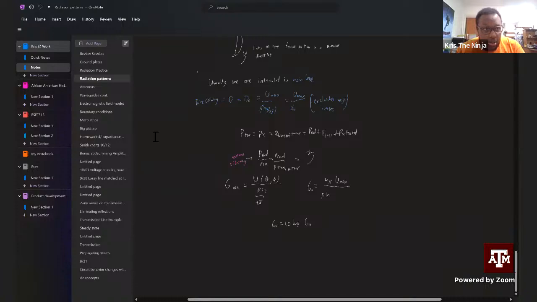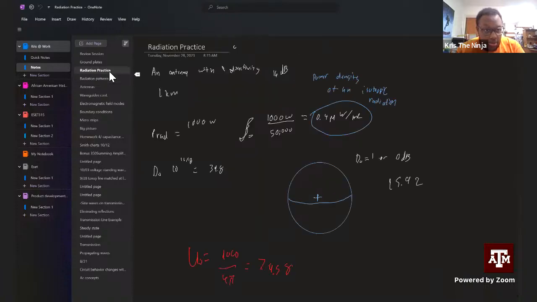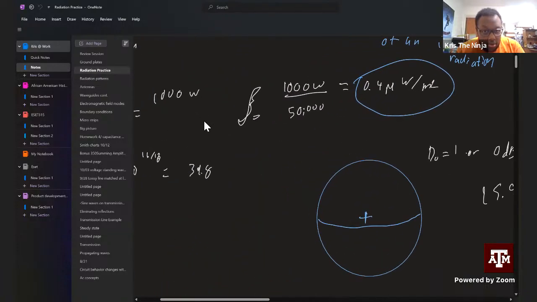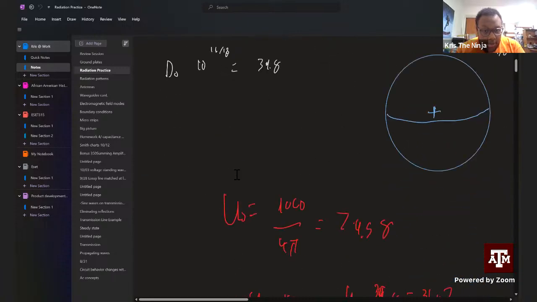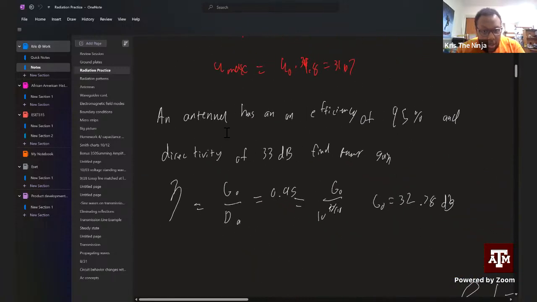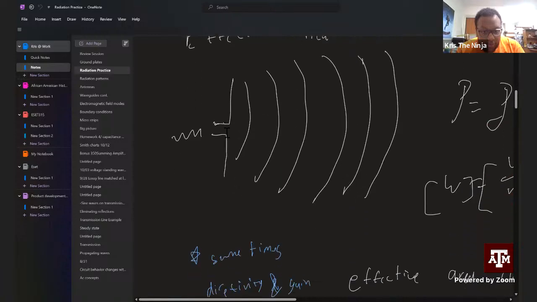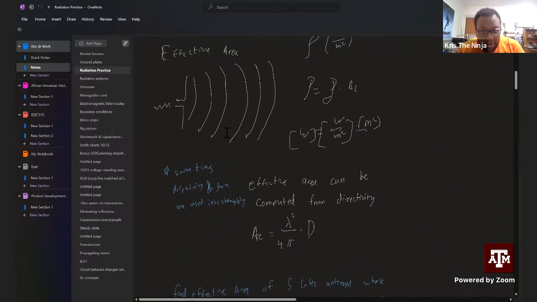Let's see. Is there anything else? So here are some practice problems. I don't know if I'm going to do any of them because I've already done them yesterday.